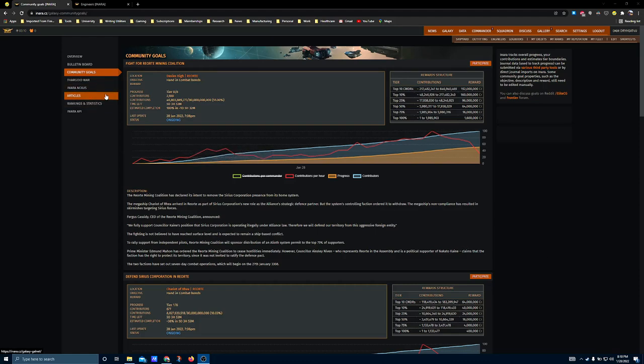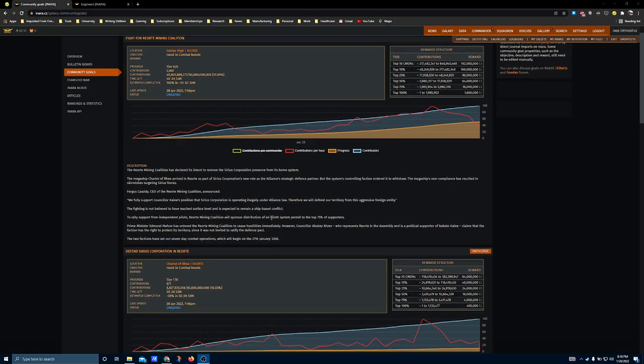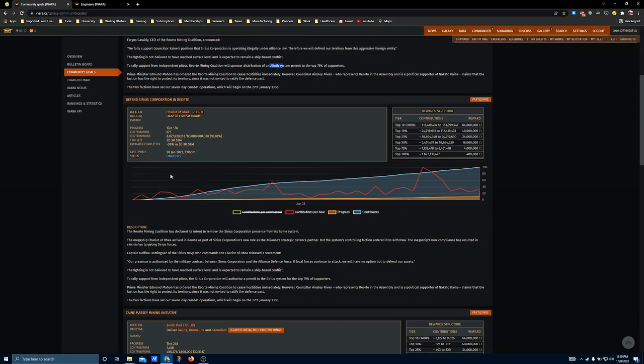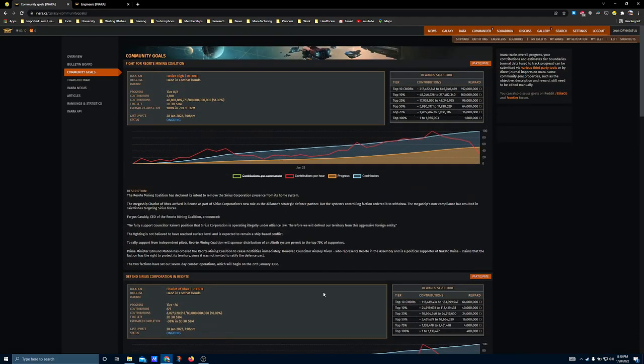Hey there, Commanders. This week's community goal is a conflict between the Reorte Mining Coalition and the Sirius Corporation. The principal reward on offer here is a system permit. Reorte is offering you the Alioth permit, and Sirius is offering you the Sirius permit. Both factions require you to make the top 75% of supporters to get your reward.